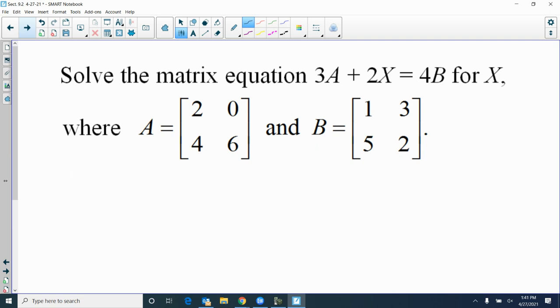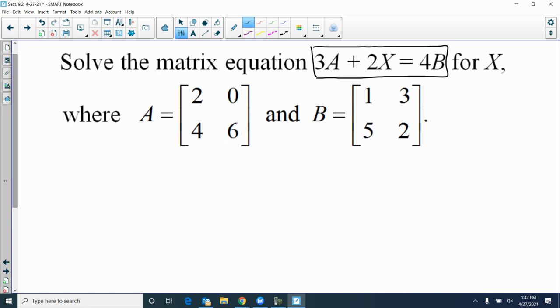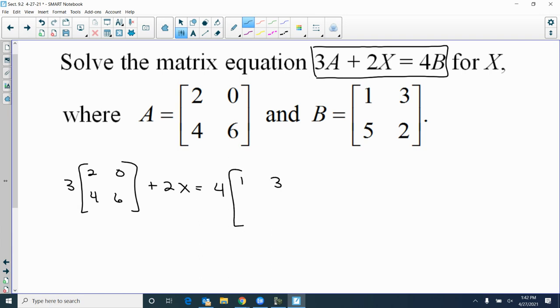All right, we're just going to do that top one here. It says solve the matrix equation for 3a plus 2x equals 4b. I'm going to go ahead and write out this matrix equation, substituting in the matrices for a and b. So it's going to say 3 times a, which is 2, 0, 4, 6, and just put in plus 2x. Just keep x, that'll represent a matrix. Equals 4b, which is 1, 3, 5, 2.